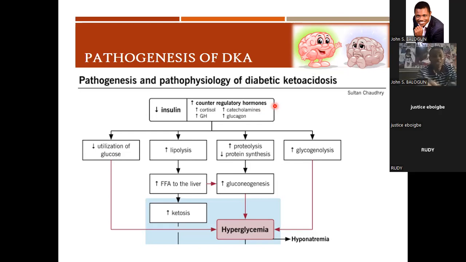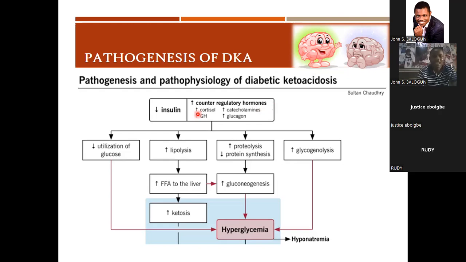All of these hormones that you see, they are the opposite of insulin. They counter the function of insulin. Once insulin level is low, their level rises. Once insulin level is high, their level drops. So that is how it works. Now, what do they do?